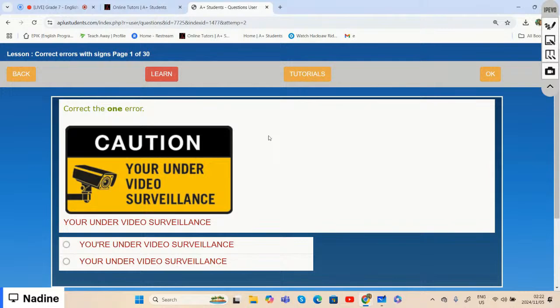All right, we need to correct the one error. It says caution, you're under video surveillance. Caution, you're under video surveillance. If we look at that sign, what is our one error that we need to fix within that sign? We need to fix the one error.